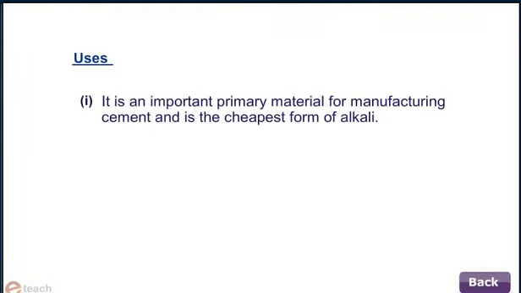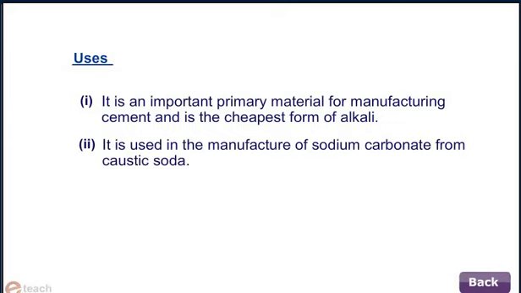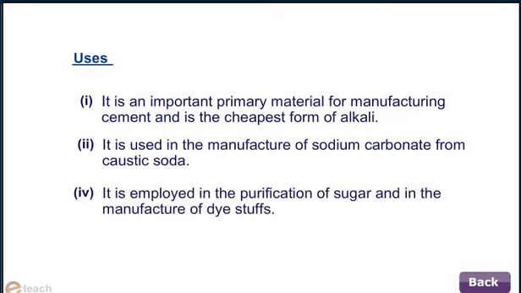Uses. It is an important primary material for manufacturing cement and it is the cheapest form of alkali. It is used in the manufacture of sodium carbonate from caustic soda. It is employed in the purification of sugar and in the manufacture of dye stuffs.